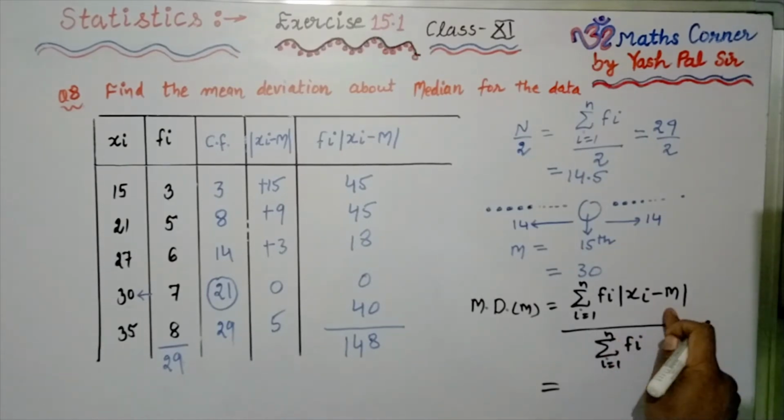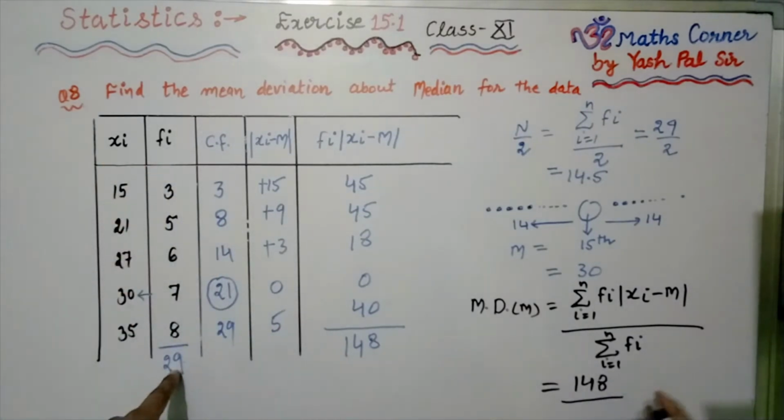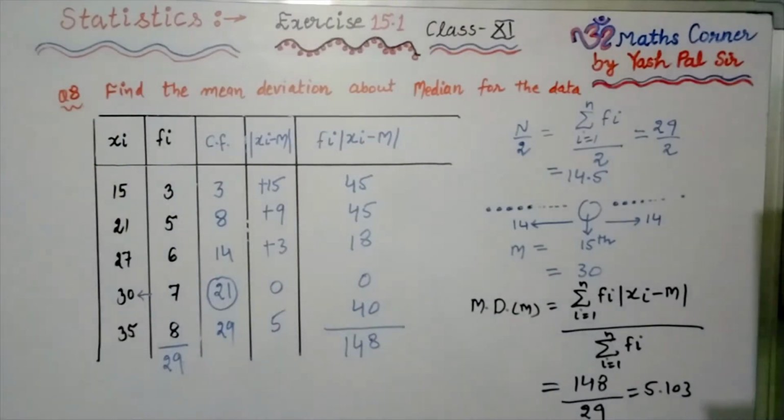So this is equal to 148 divided by the summation of Fi, which is 29. This is equal to 5.103. So 5.1 is the mean deviation about median. Question number 8.